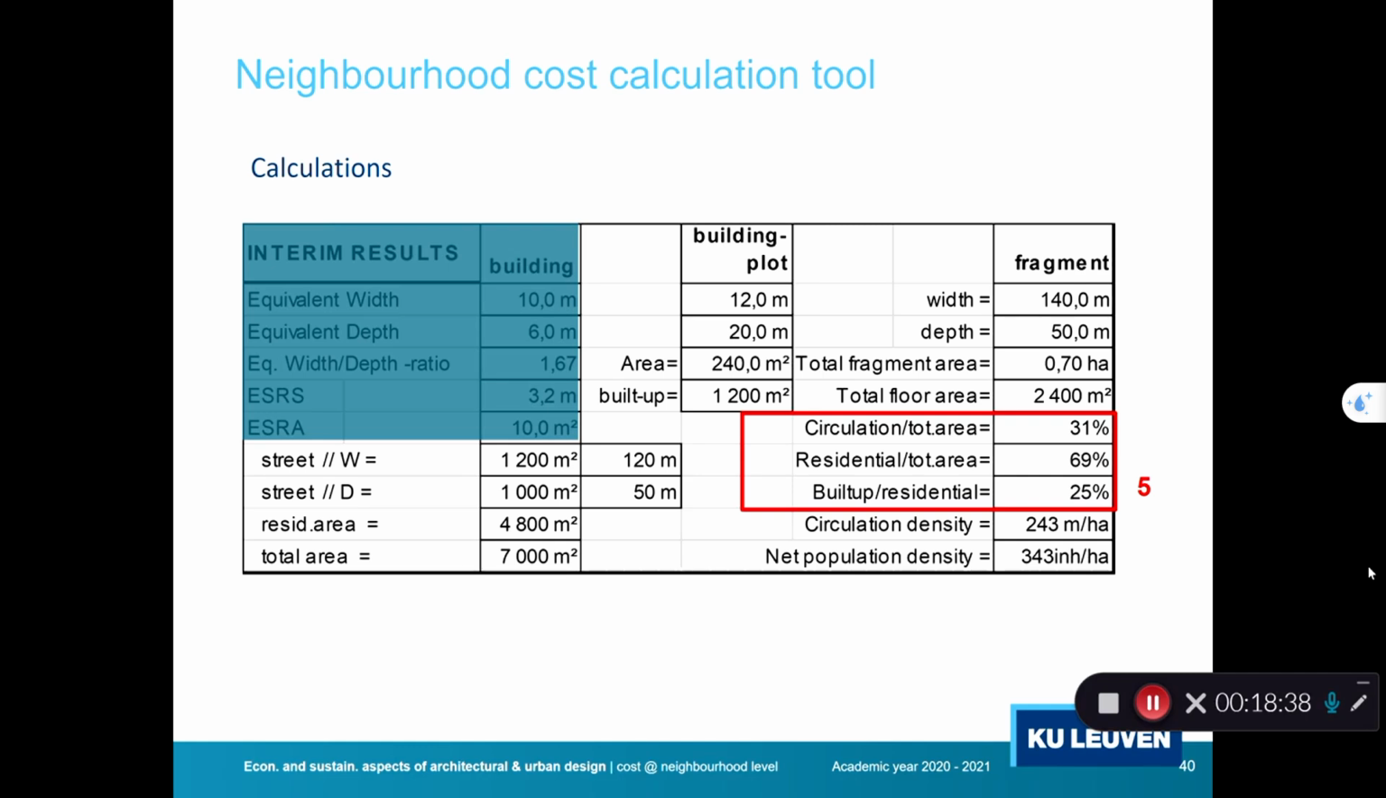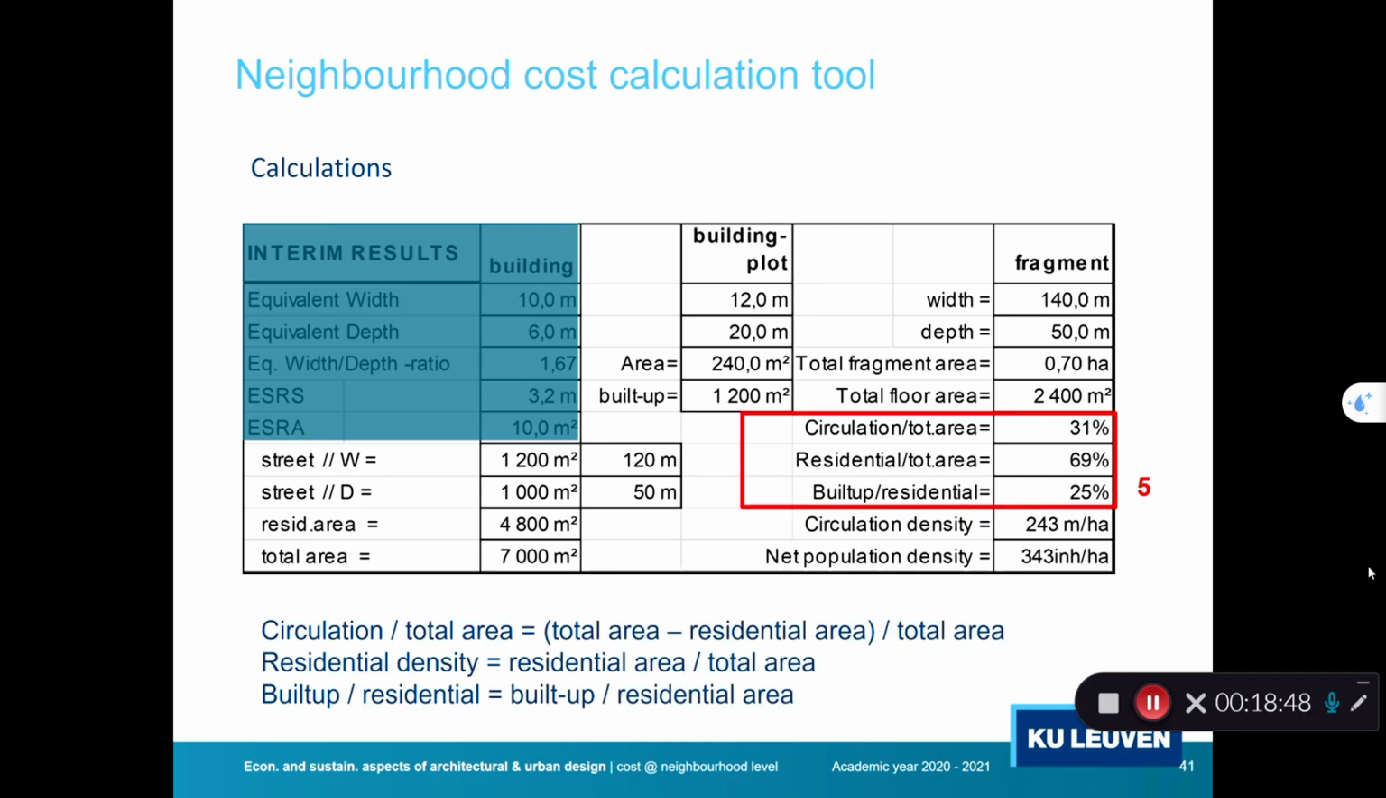The first indicator is the circulation density. We look also at the residential density and the built-up area. Let's have a look at these. The circulation density is here defined as the circulation area divided by the total area. So it's a dimensionless number and we put it in a percentage, so we multiply by 100.